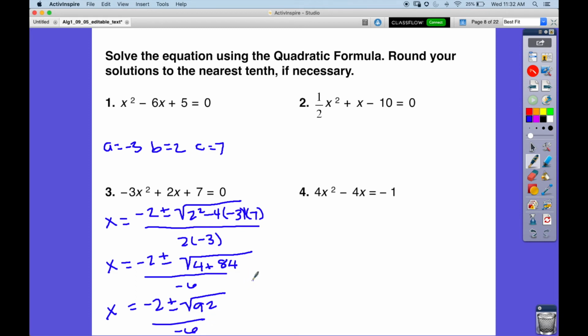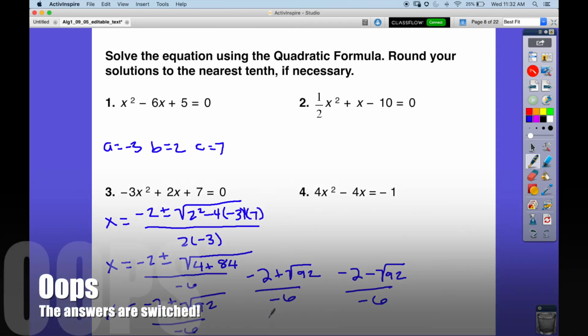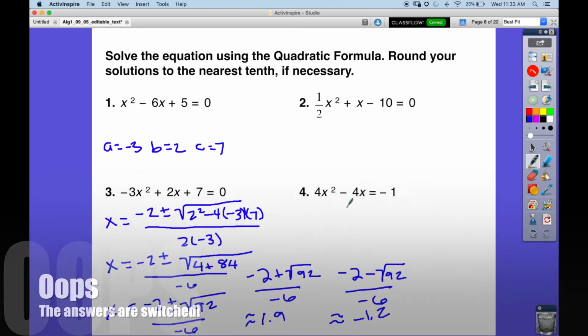And remember, they're two different equations. So it's going to be -2 plus the square root of 92 divided by -6, and -2 minus the square root of 92 divided by -6. Plug that into your calculator and you should get negative 1.2 and positive 1.9 approximately. Okay, last one, number 4.